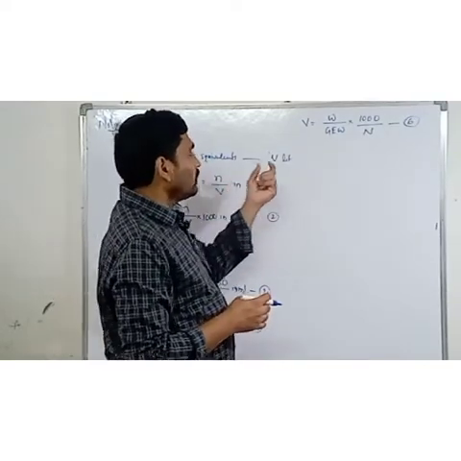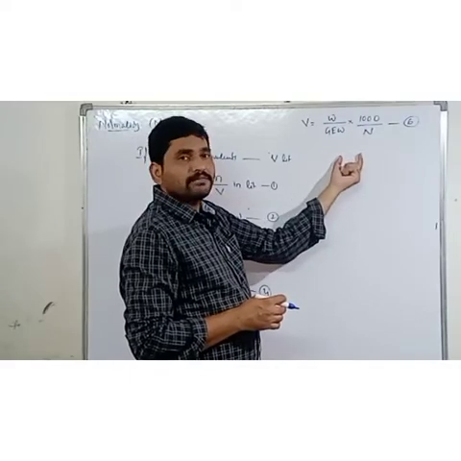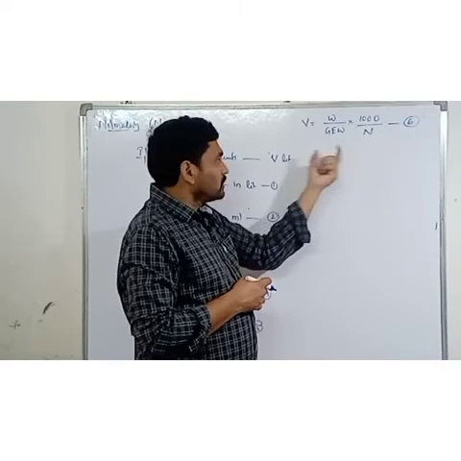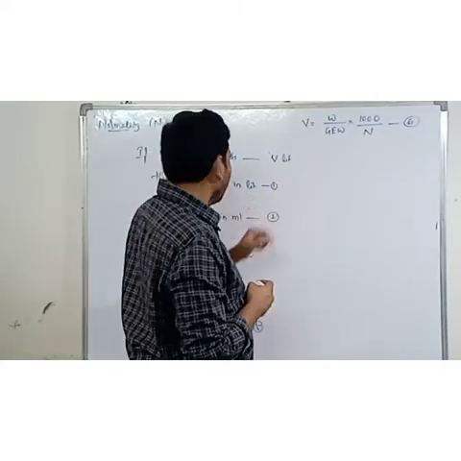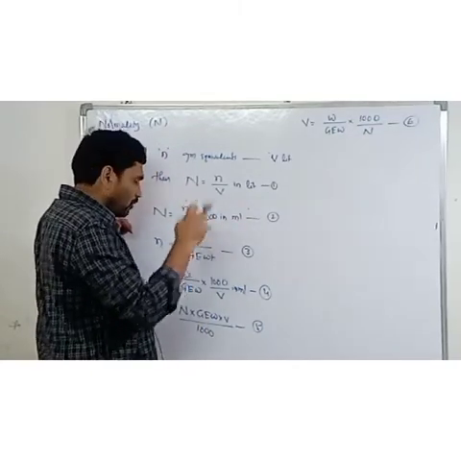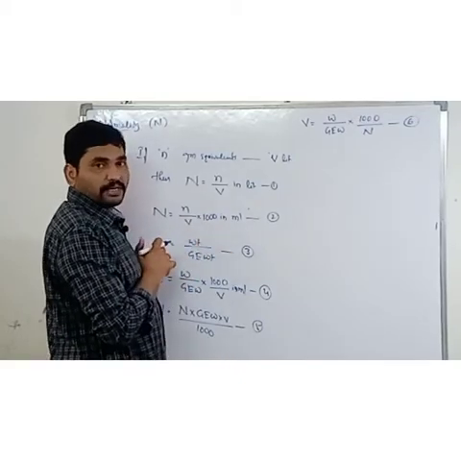Last class, for molarity calculation, some important formulas were given, where percentage, specific gravity and density are given. Some important relations I already told. The same relations are there, but what is the difference between molarity and normality? In molarity, gram molecular weight is taken. In normality, gram equivalent weight is taken.